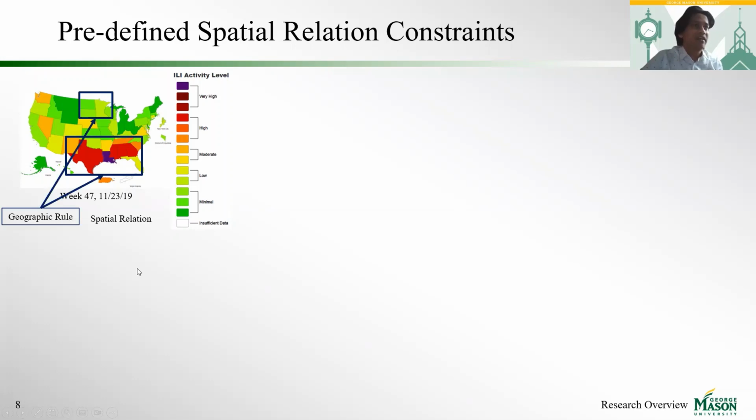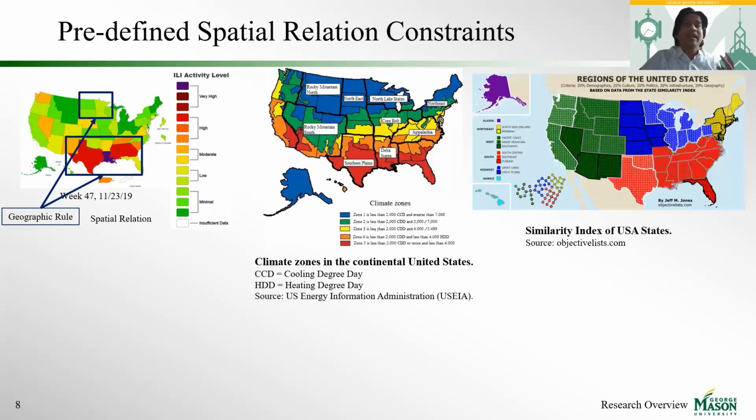This is called the geographic rule. And this geographic rule, you can actually find in different domains, like climate zones and also the USA states similarity index. For climate zones, you see there are different climate zones, and they share the same characteristics within the same zone. Even if you take demographics, culture, politics, infrastructure, and geography all together, that similarity index also follows the same rule. So there is a spatial relation which we need to implement in this multitask learning.